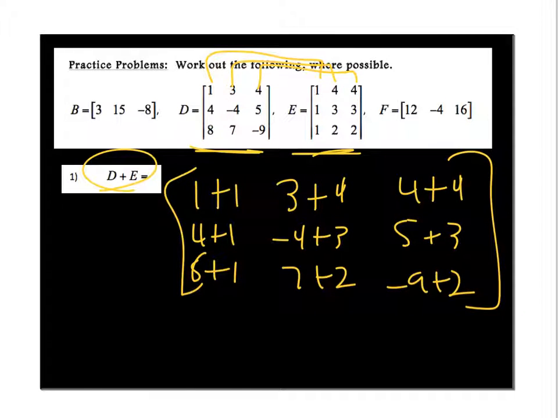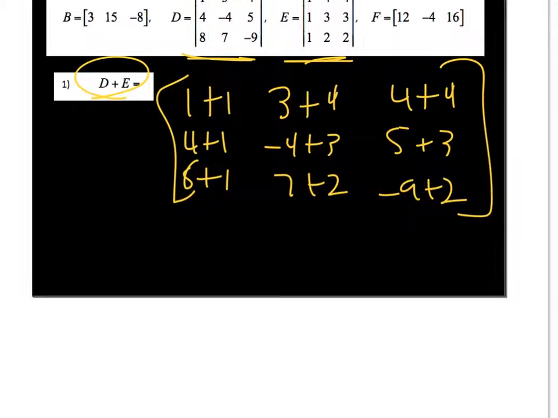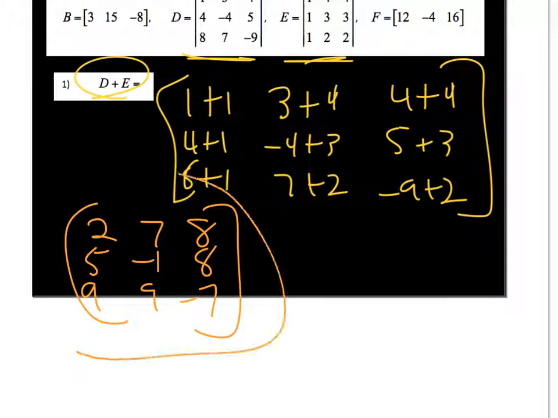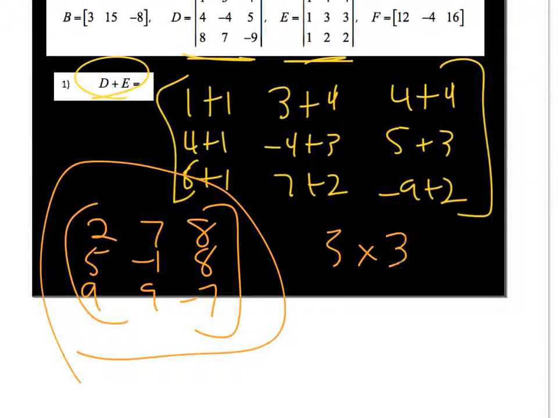They're both 3 by 3, so I can put it together. So when I look, this becomes 2, 5, 9, 7, negative 1, 9, 8, 8, negative 7. Boom, boom. There's my answer. All right, notice everything is a 3 by 3, so boom, there we go.